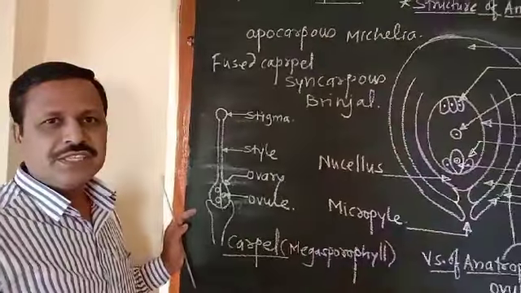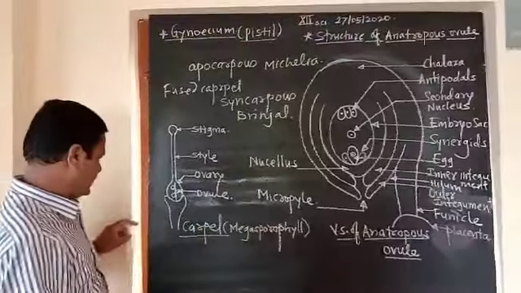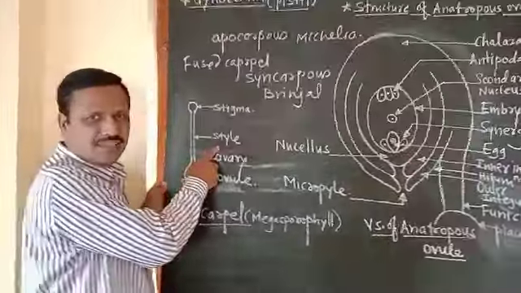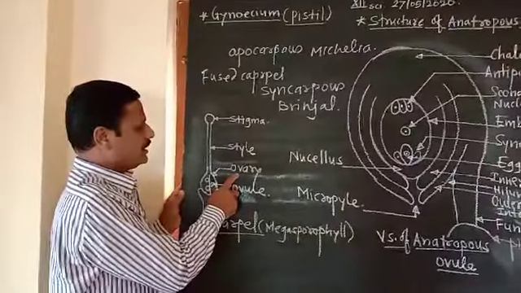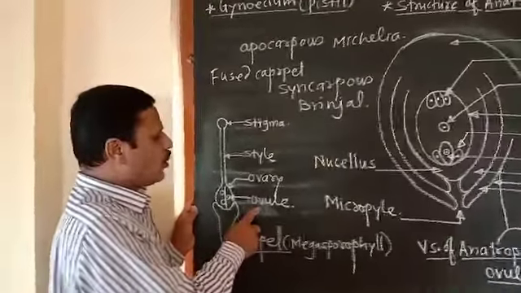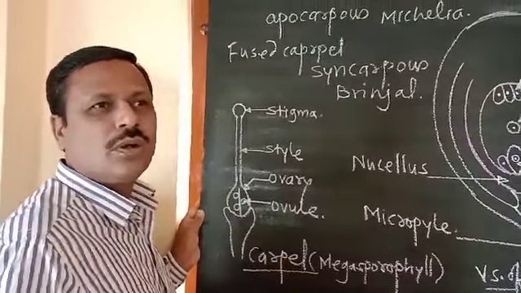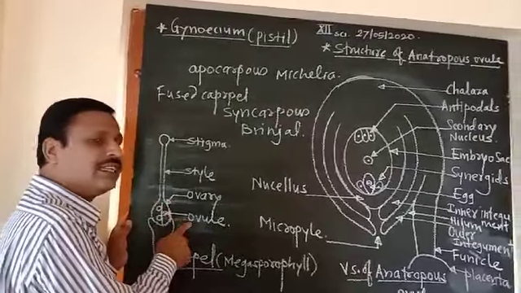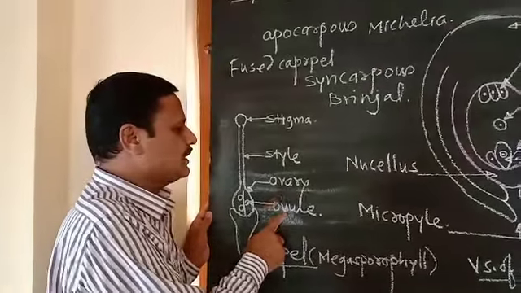Thus, each carpel is mainly divided into three parts: stigma, style, and ovary. The ovary encloses ovules. The number of ovules inside the ovary may be one to many. An ovary which contains a single ovule is called a uniovulate ovary.